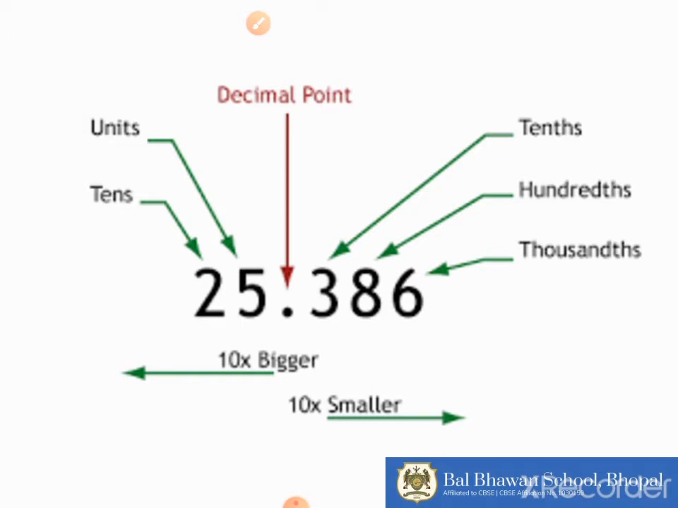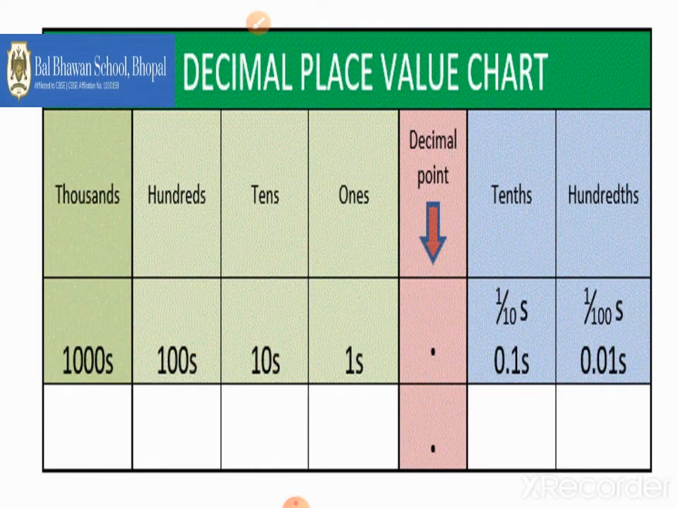Similarly, if we move towards the left, every digit towards the left is 10 times bigger than the previous digit. For example, 2 is 10 times bigger than 5, 3 is 10 times bigger than 8 and 8 is 10 times bigger than 6. Now this is the decimal place value chart.